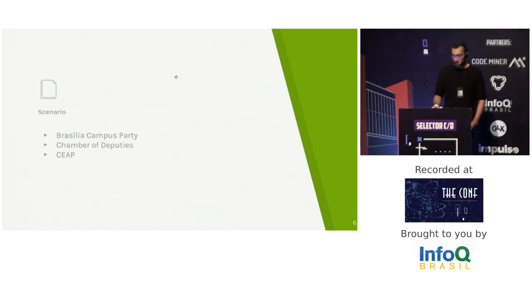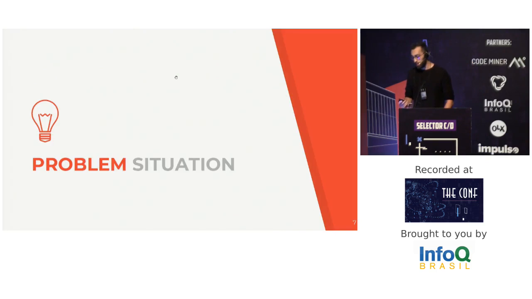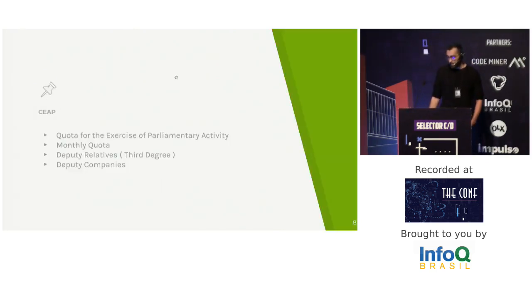And when they talked about that, and again, I'm going to explain better what it is, what it means, I went to research a little about the regulations behind CEAP. And when I was doing that research, I found a problem situation. And the situation was basically the fact that CEAP is a monthly quota. So CEAP stands for quota for the exercise of parliamentary activity. So it's basically some money that the deputies have to spend with their work.